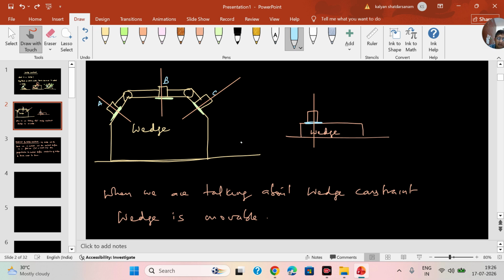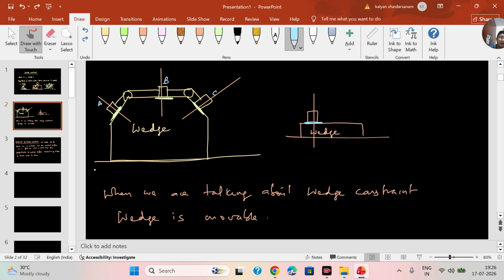Similarly, if a block and a wedge are in contact, and if they have to remain in contact, they just cannot move the way they want. They have to move in a certain way. They are constrained to move in a certain way if contact is to be maintained.